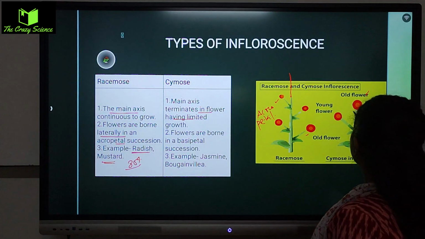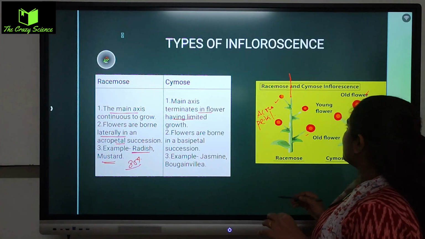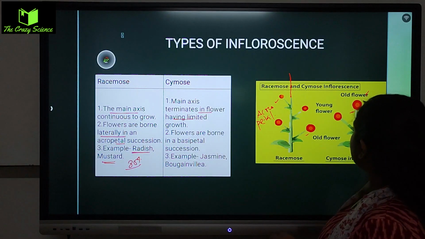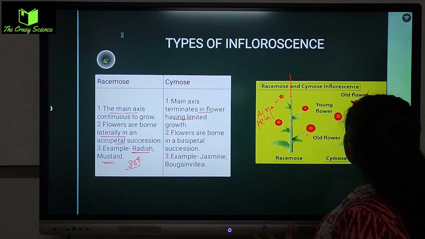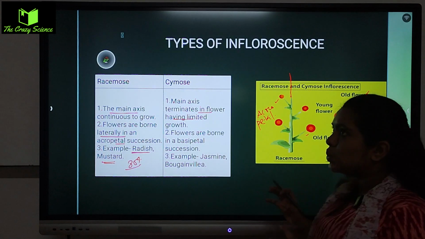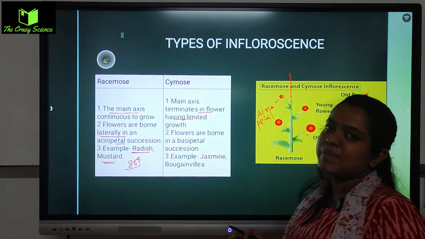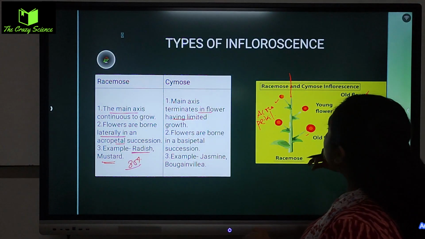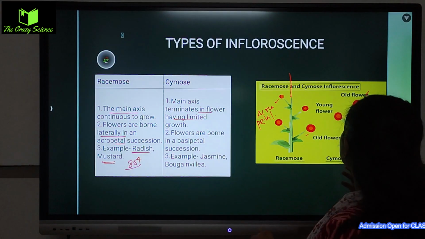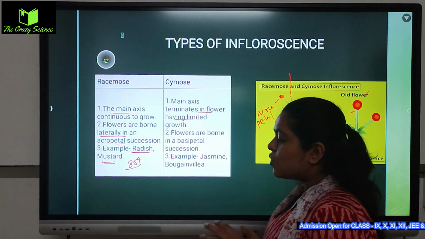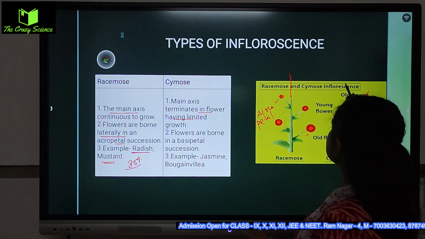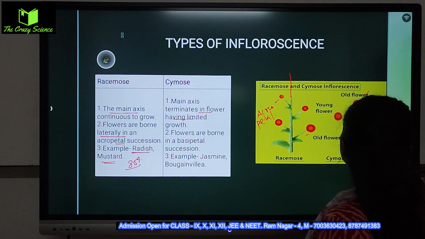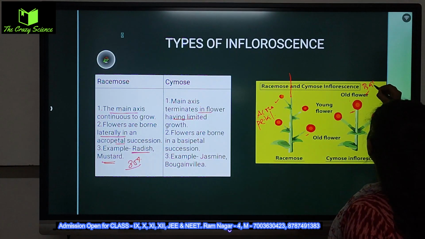So if the old flower starts to grow right at the main axis, then automatically what will happen? The growth or ultimate growth of the plant will be limited and it won't be able to grow further. So from that point it will be very much limited, or it can show a negative impact in the future. So this is called the cymose inflorescence, and their succession is basipetal.